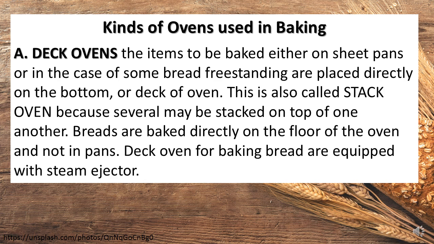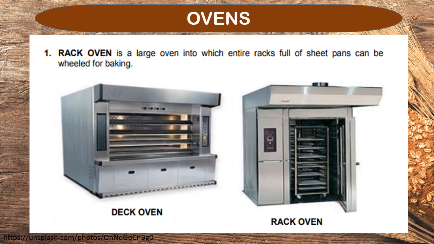Deck ovens. The items to be baked, either on sheet pans or, in the case of some bread, freestanding, are placed directly on the bottom or deck of the oven. This is also called a stack oven because several may be stacked on top of one another. Breads are baked directly on the floor of the oven and not in pans. Deck ovens for baking bread are equipped with a steam ejector. Rack oven. It is a large oven into which entire racks full of sheet pans can be wheeled for baking.